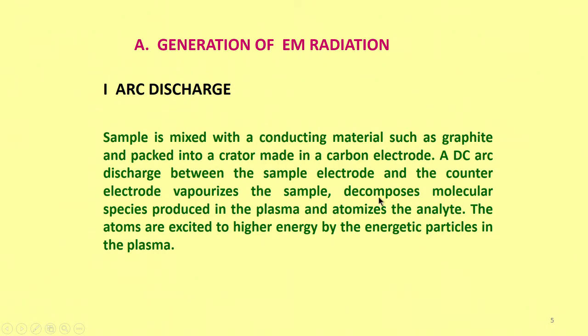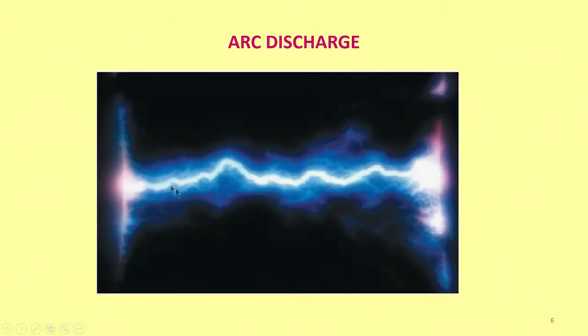So, you put them in the electrode itself and strike the arc. The atoms are excited to higher energy by the energetic particles in the plasma. So, the arc discharge is nothing but a space where plasma is there. Plasma means, for all practical purposes, you can take it as a high energy zone with very high temperatures ranging from 8000 to 10,000 degree Kelvin. Okay. This is how it happens.